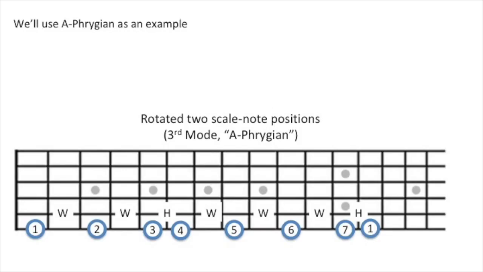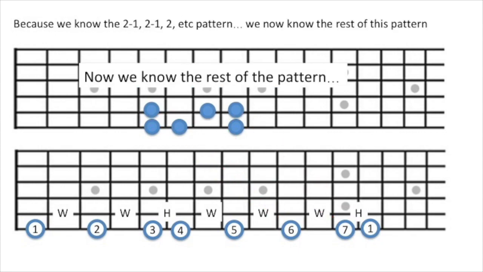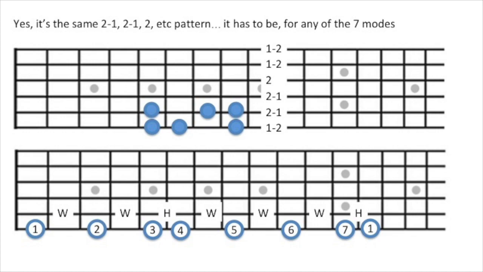Let's connect some more dots by looking at how these modes wrap around the neck. We'll use A Phrygian as an example. We'll copy the notes, starting from the third position, to this upper fretboard. Seeing these first 6 notes, we realize that we can use our 2-1-2-1 pattern to fill in the rest of the notes across the fretboard. And we now realize that of course this same pattern will work for any of the modes.